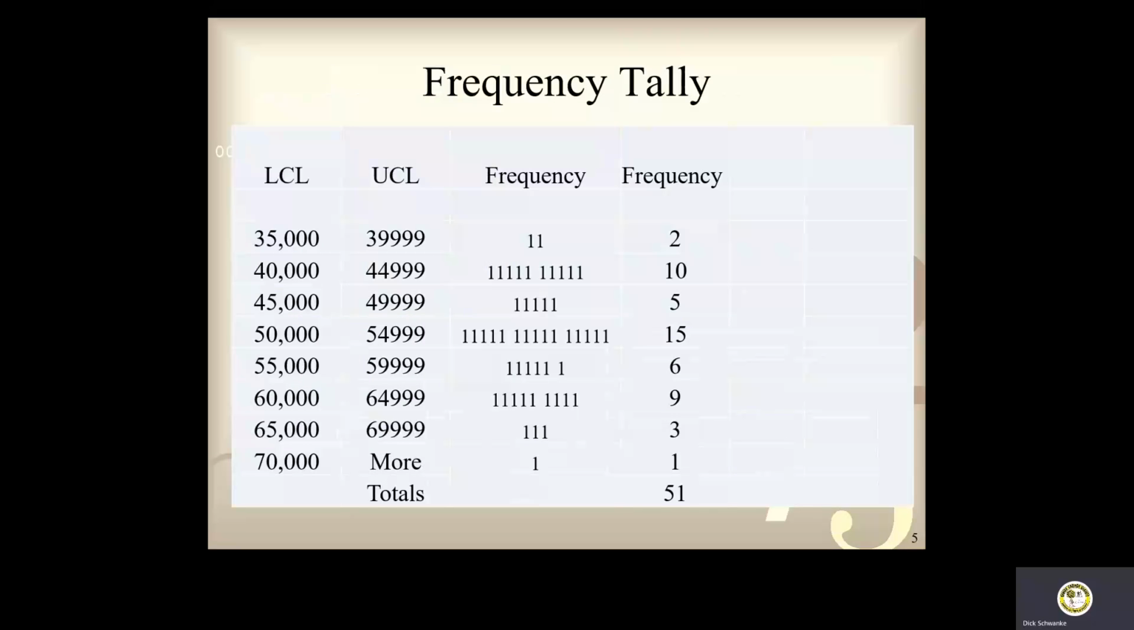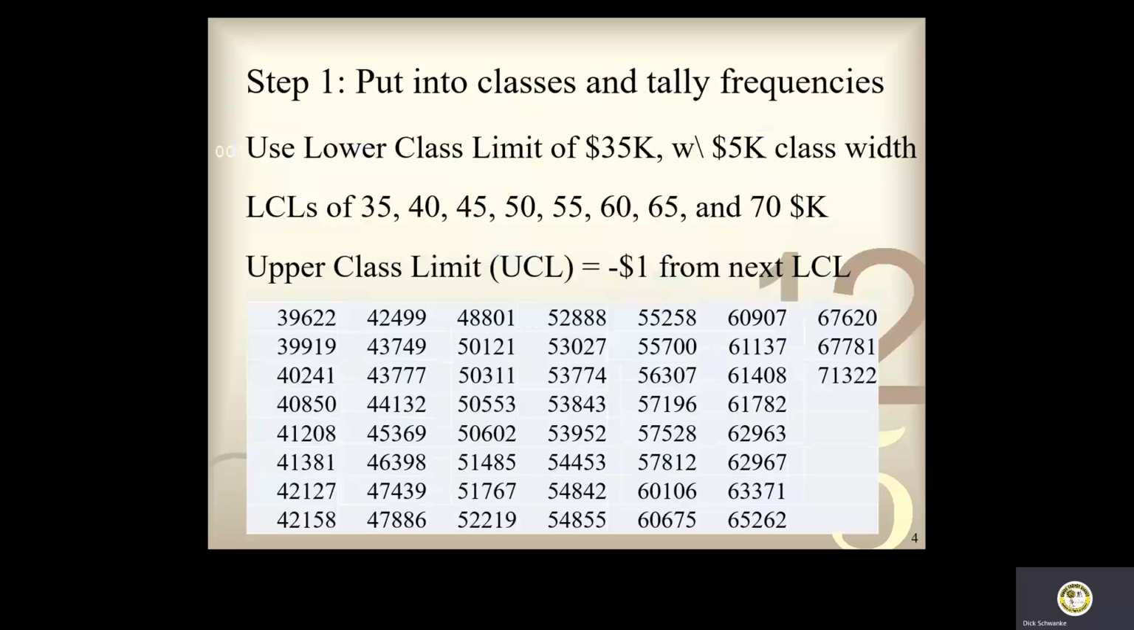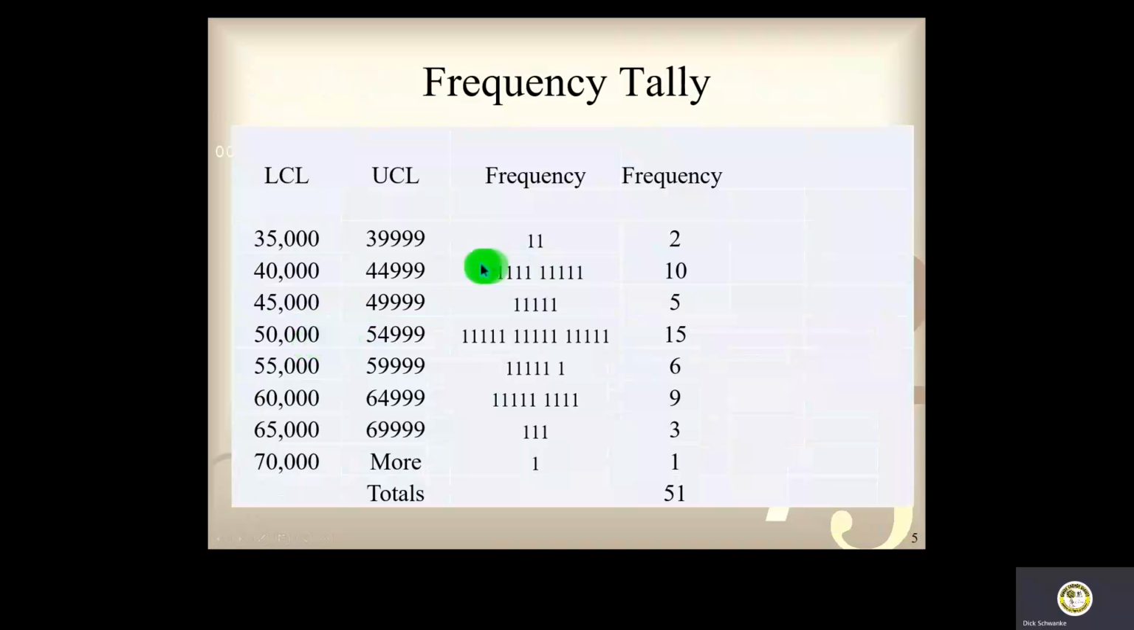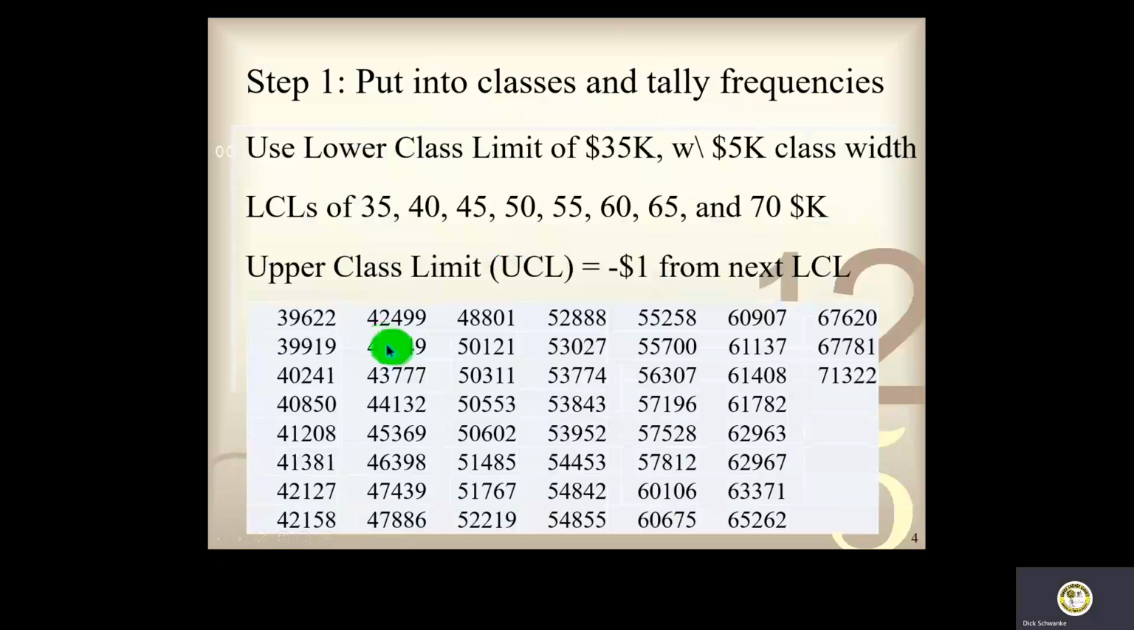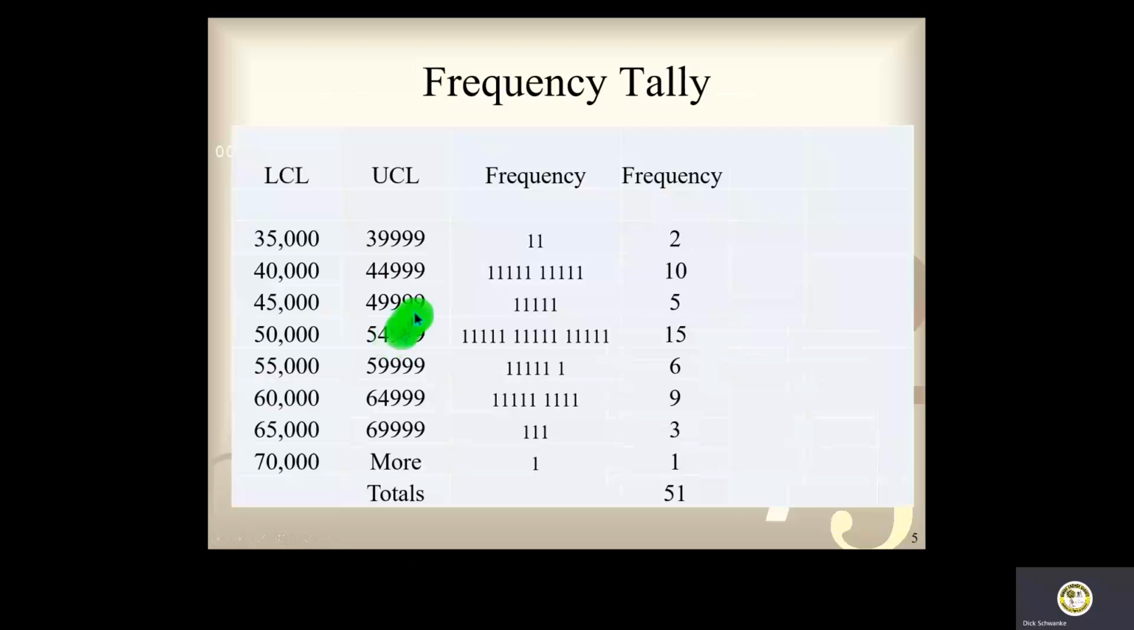Now here I've made up a little chart, and there are the upper class limits, UCLs, and lower class limits, LCLs. Now, in the frequencies, what I did was I just took that raw data and I had a little sheet of paper, and each one I just read it off and I made a little tick mark. So at 39,662, I made a tick mark there. Next one, 42,499. 42 goes right in there. Made a little tick mark there. 48,808. 48 would be in this one. Made a little tick mark there.